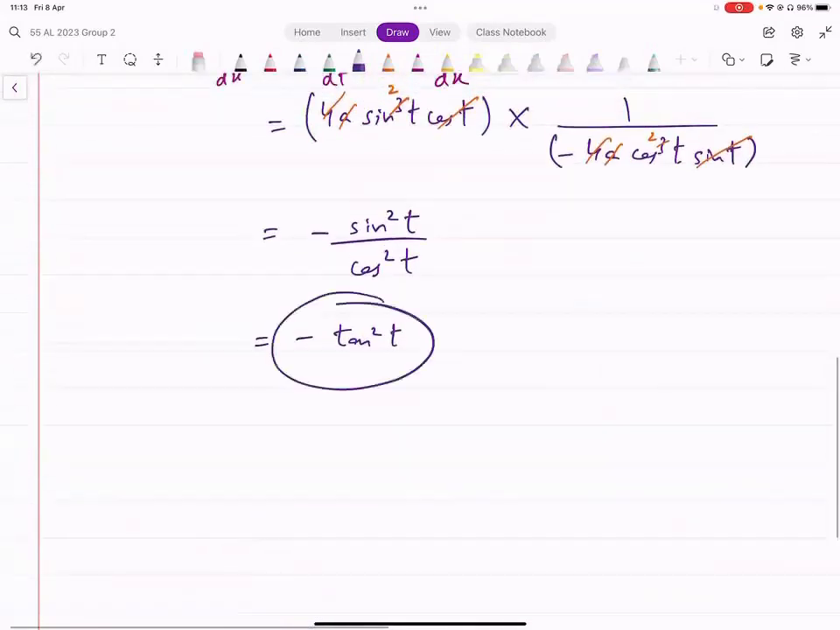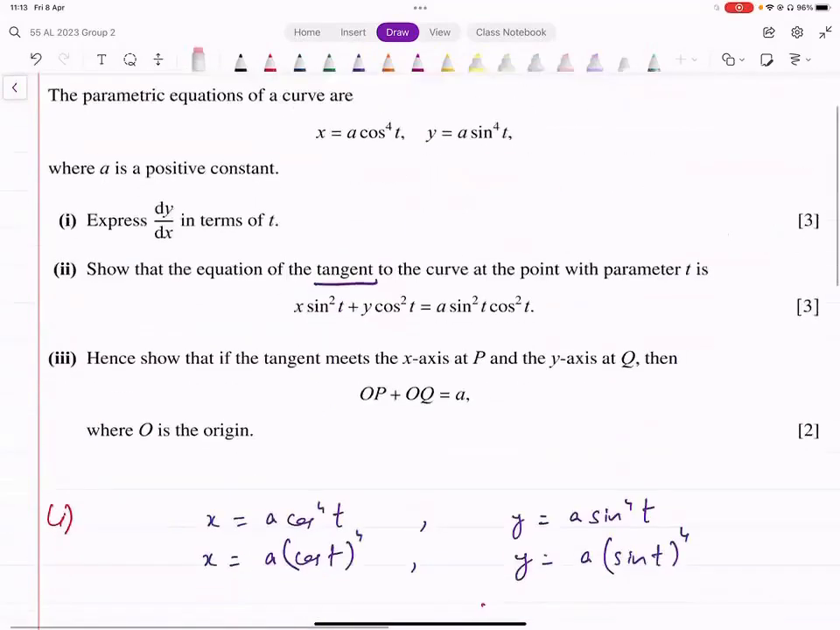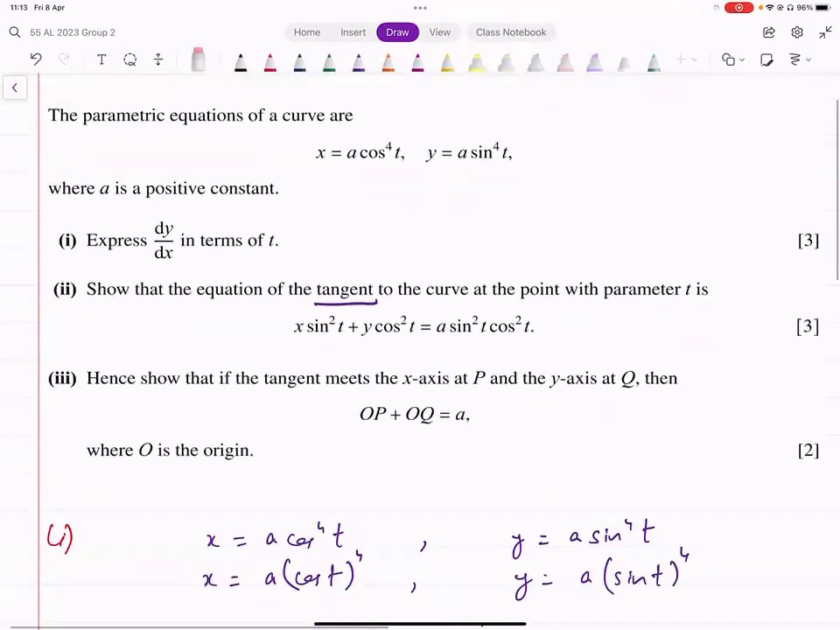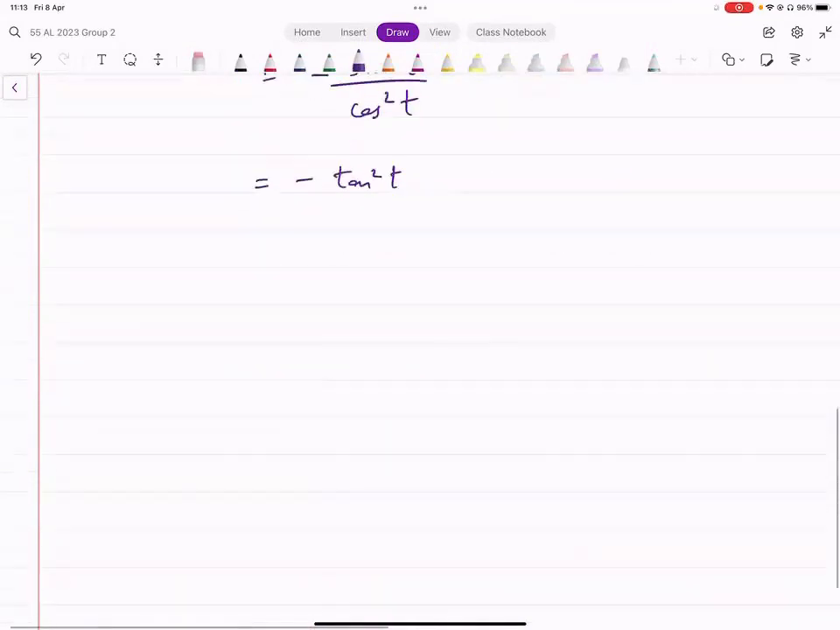ये gradient आ गया, right? Minus tan square t या फिर minus sin square t over cos square t. We've got the gradient, and we also have the points. X की value ये, a की terms में of course, और Y की value ये. We can just apply the equation of line wala formula. This is the second part.